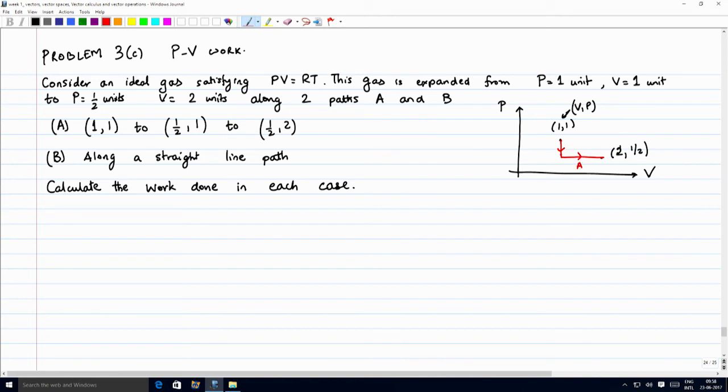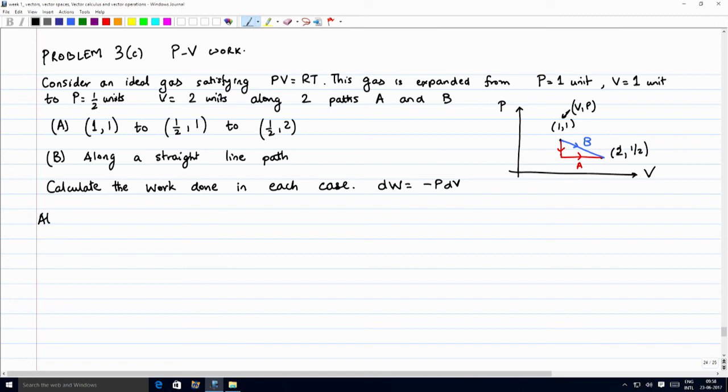And path B, what you do is you take a straight line path, and you are asked to calculate the work done in each case. So let us do that. The work done in each case, where you should know that dW equals minus P dV. So let us look at path A.